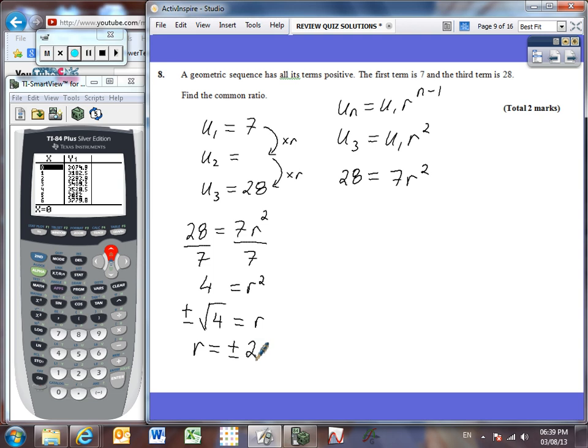But let's think for a moment. If r was equal to negative 2, I'd have 7 times negative 2 to get my second term. That would give me negative 14. But we were told that all of the terms were positive. So we have to throw out the negative value of r and keep only the positive one, such that all of the terms in the sequence will be positive. It says find the common ratio. We just did it. Therefore, r is equal to 2.